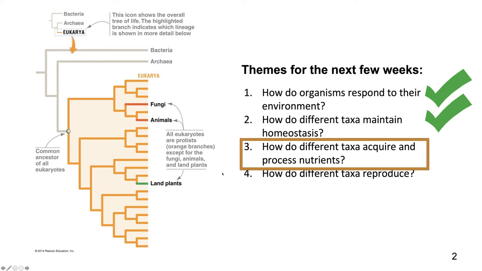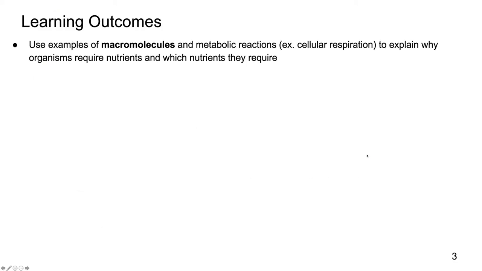Hey everybody. So just to reiterate the themes that we've been touching on the last few weeks. First, we've talked about how organisms respond to their environment, looking at the different domains, the bacteria, the archaea, and the eukaryotes. We've also talked about how these different types of organisms maintain homeostasis, specifically looking at thermoregulation and osmoregulation. And now we're going to move into this third part here, talking about how different taxa acquire and process nutrients.